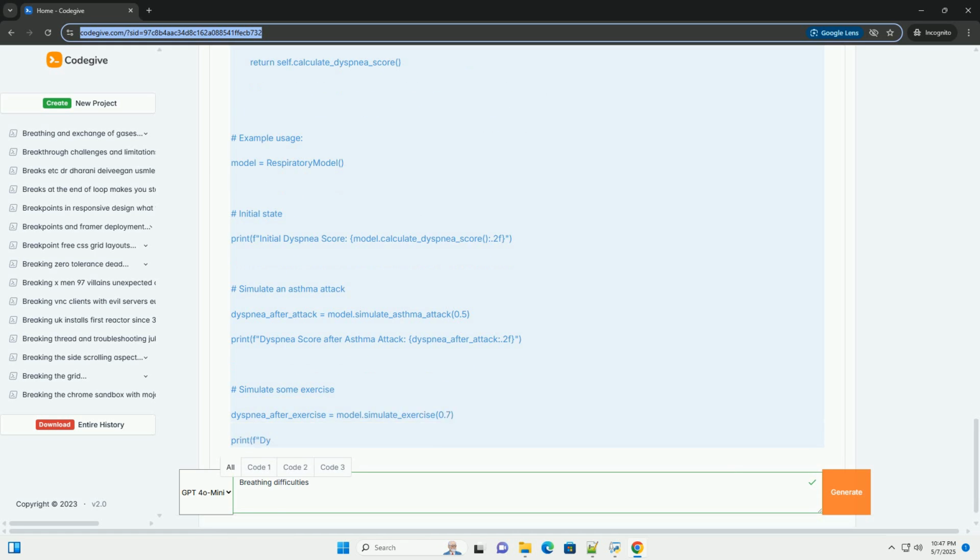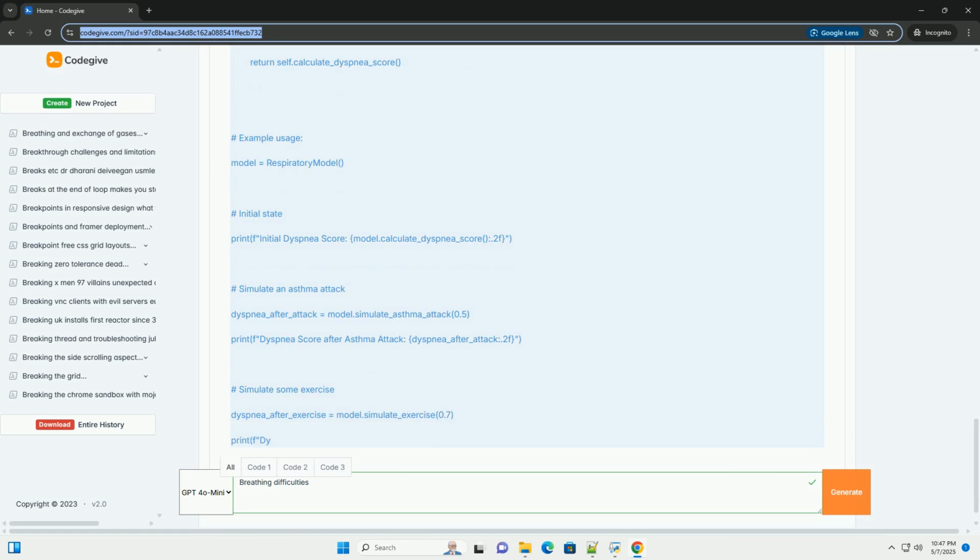Important considerations for expanding the simulation. More realistic formulas: the calculate dyspnea score function is extremely simplified. You could research and incorporate more realistic physiological relationships, for example the effect of CO2 levels on ventilation, the oxygen-hemoglobin dissociation curve. Time dependence: model how breathing difficulties change over time. For example, how the body responds to hypoxia, low oxygen levels, or hypercapnia, high CO2 levels, over minutes or hours.